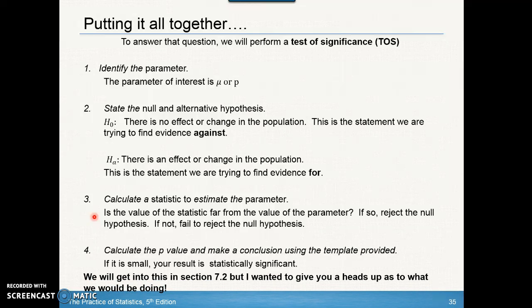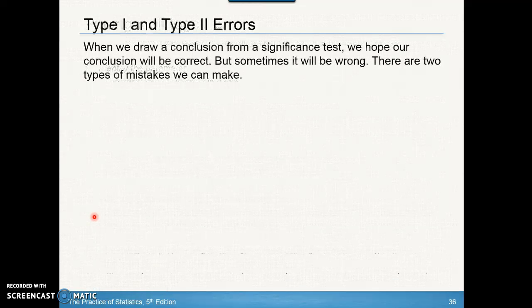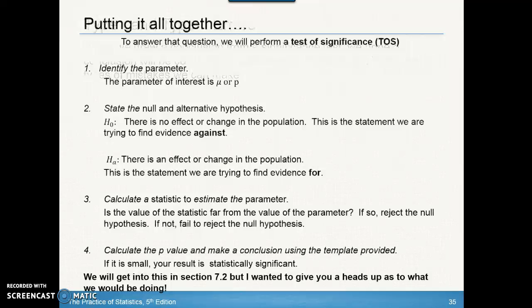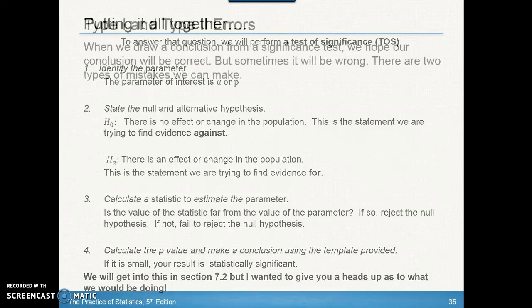We're going to get into this more in section 8.2, but I wanted to give you a heads up of what we would be doing. So we're not going to be doing this right now, but that's what we're going to do to answer that question on the previous page.